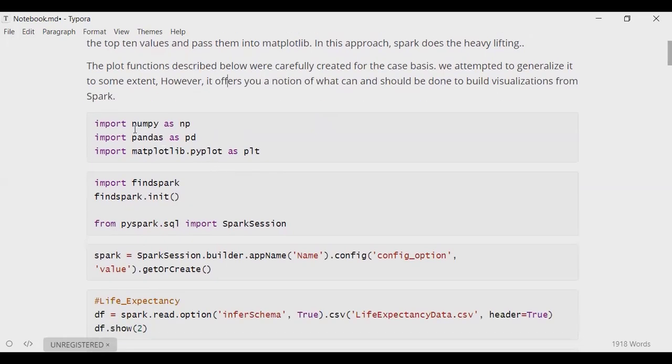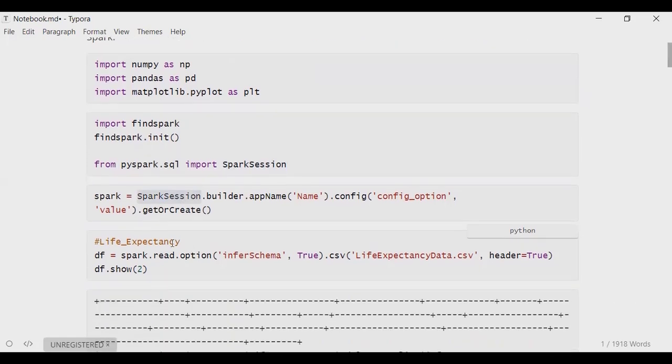Here we can see I'm importing NumPy and Pandas, and Matplotlib, as we did in earlier cases, and PySpark, which is needed. Here I'm importing SparkSession from pyspark.sql. This is very simple, and I just want to create a Spark session into my variable called spark.